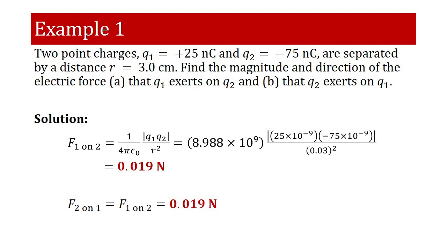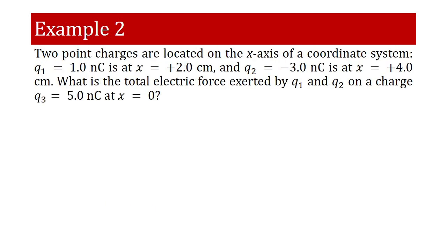Same magnitude, but it could be that force 1 is going to the right and force 2 is going to the left. Now, let's have many point charges on a line. Two point charges are located on the x-axis of a coordinate system. Charge 1 is 1 nanocoulomb, at x equals 2 cm. And charge 2 is negative 3 nanocoulombs at x equals positive 4 cm. What is the total electric force exerted by charge 1 and charge 2 on charge 3, which is 5 nanocoulombs at x equals 0?